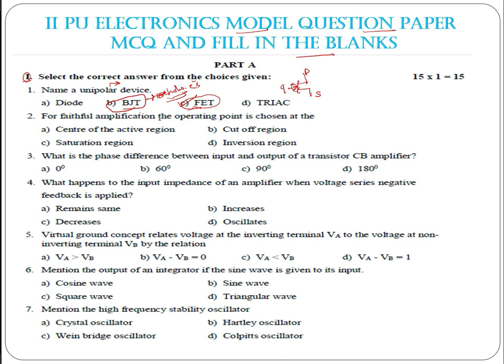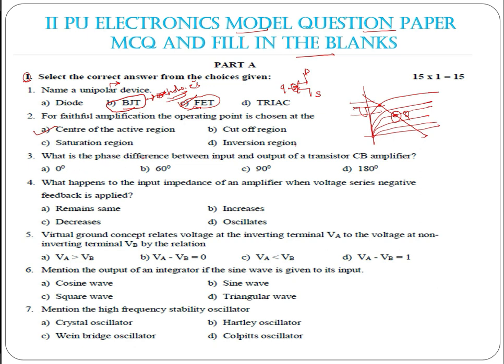For faithful amplification, second question: for faithful amplification, the operating point is chosen at. Suppose this is the output characteristics, roughly I am drawing it, and if you take this as the DC load line, if you choose near or at the saturation point, a portion or half portion of the waveform will be clipped off. Similarly, it happens for cutoff also. So the Q point should always be selected exactly at the center of the active region. So this is option A, center of the active region.